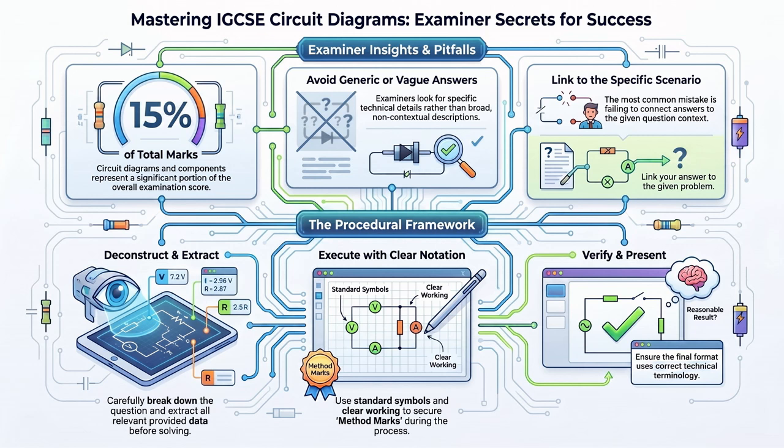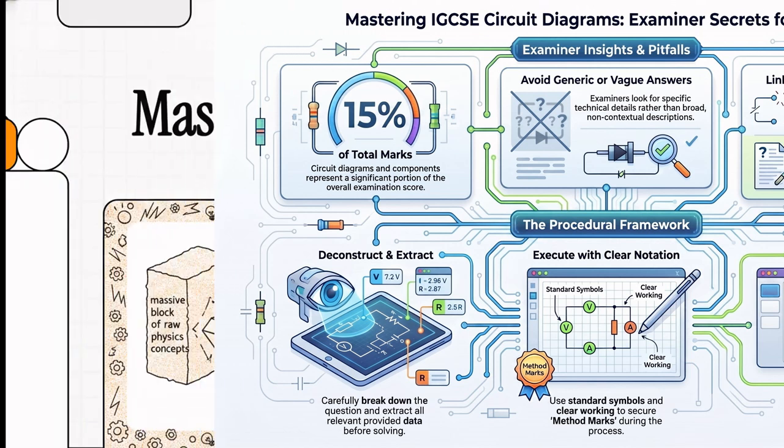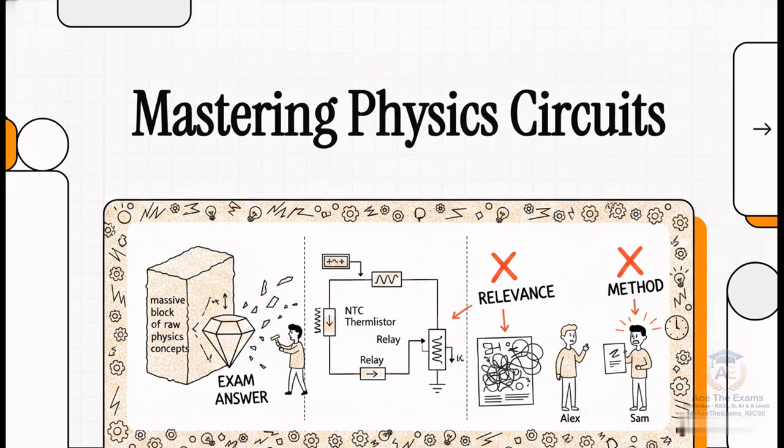Welcome to this explainer. Today, we are looking at a highly targeted, incredibly effective strategy for tackling some of the most complex physics exams on the planet. Specifically, we're decoding exactly what Cambridge examiners want to see when they look at your answers for IGCSE Physics 0625 circuit questions. I want you to think of your exam preparation process like being a master sculptor.